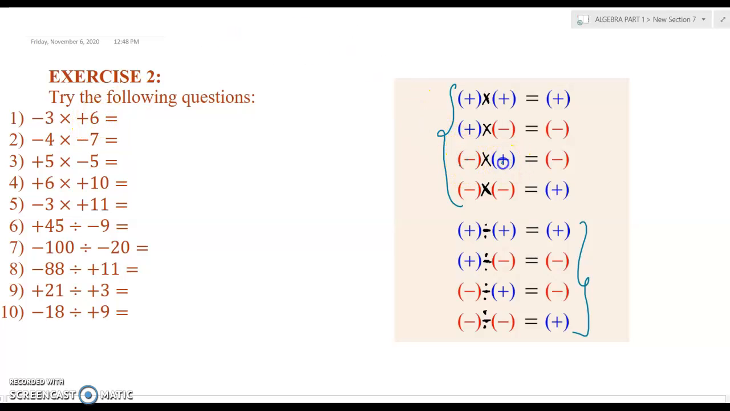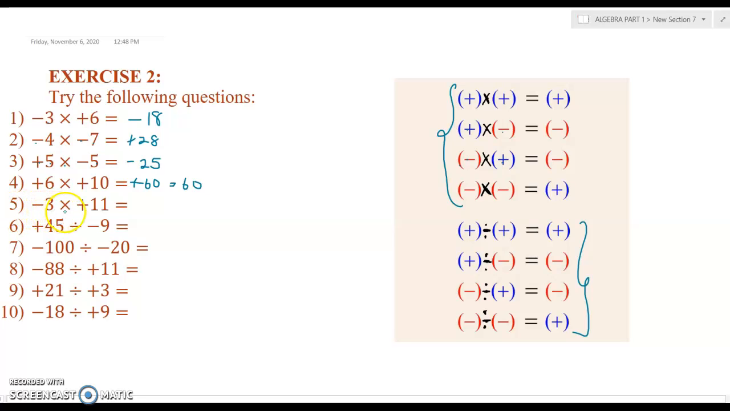A negative by a positive gives a negative. So you get negative, and then 3 by 6 is 18. Number 2. Negative 4 by negative 7. A negative by a negative gives me a positive number, and 4 by 7 is 28. Number 3. Positive 5 times negative 5. Positive by a negative gives me a negative, and 5 by 5 is 25. Number 4. Positive 6 by positive 10. That will give me positive 60, which is just 60.